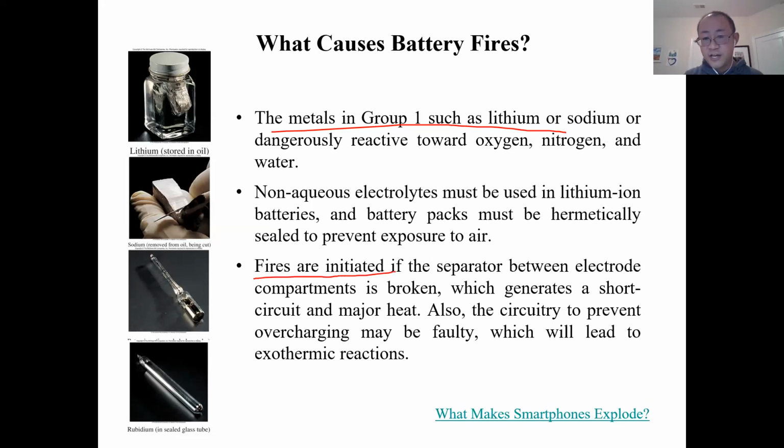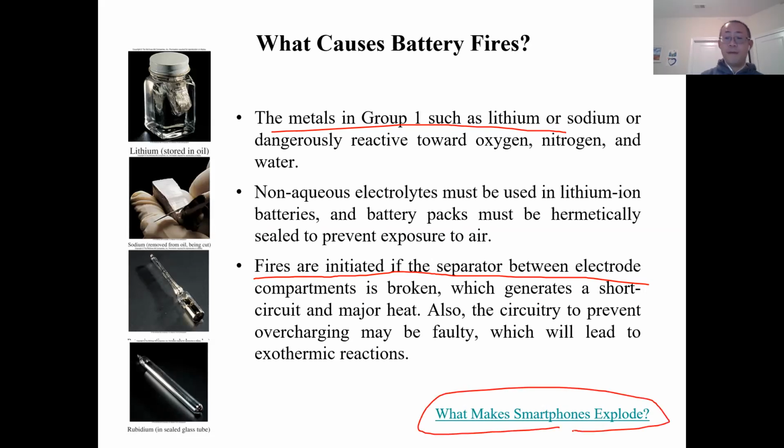And fires are initiated if the separator between the electrode components is broken. If the separator is broken, it will generate a short circuit and major heat, and that will cause what? That will cause explosion of the battery or fire, because if the separator breaks, the reactants react together and produce not only heat but too much heat in a sealed area, which will cause explosion. Here is another link to learn more about what makes smartphones that contain lithium-ion batteries explode.